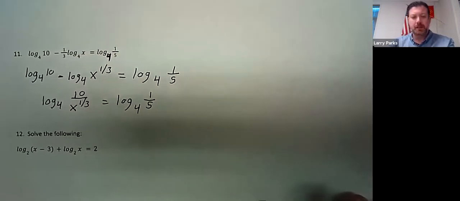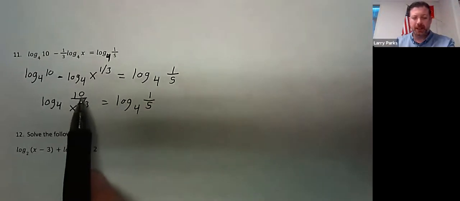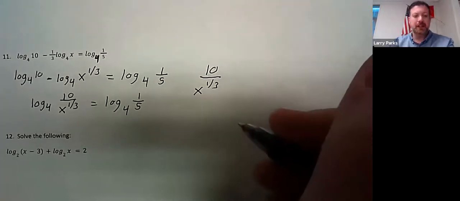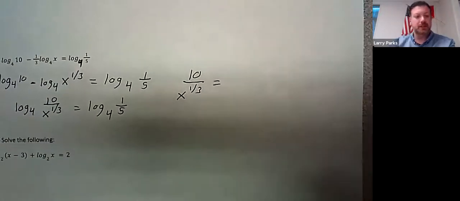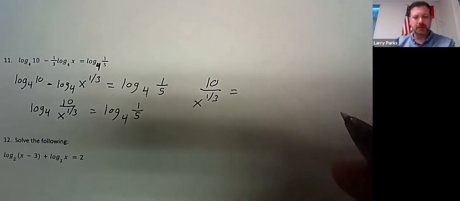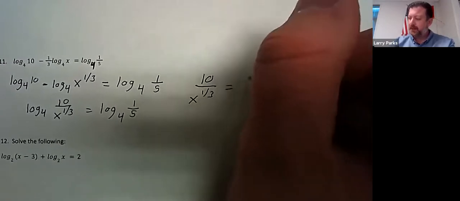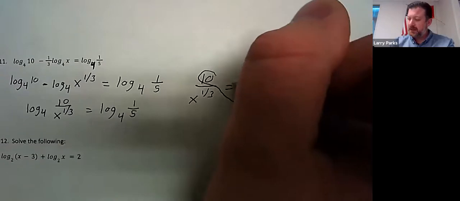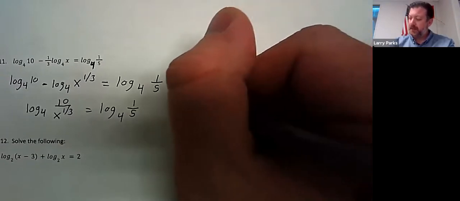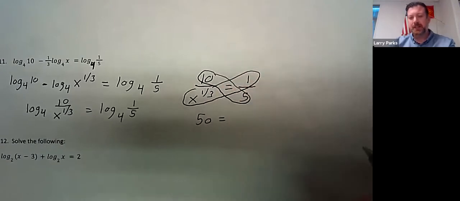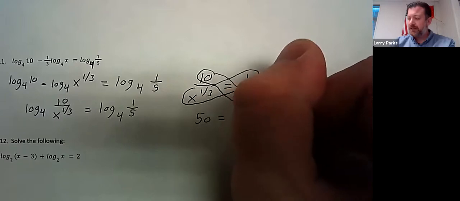Okay. And then, because these are both the same log, I could say 10 over x to the 3rd equals 1/5. And then cross multiply. That's 50 equals x to the 3rd. Which remember, x to the 3rd is the same thing as the 3rd root of x.